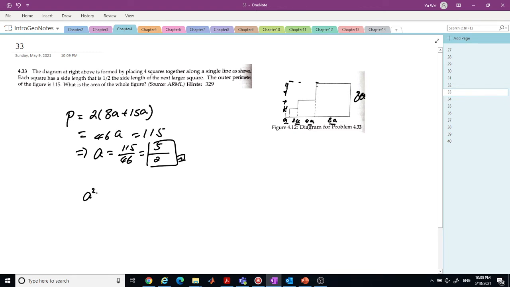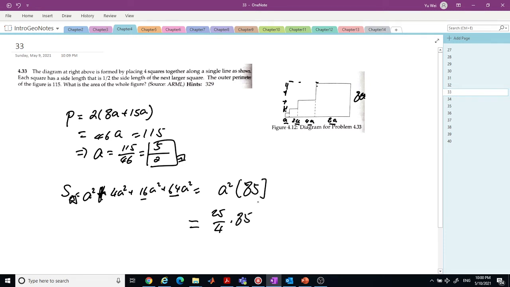Now we need to calculate the area. The area is A square plus 4A square plus 16A square plus 64A square, which is A square times 1 plus 4, and this one together is 80, so it's 85. So now S, this shape, S is equal to 25 over 4 times 85.